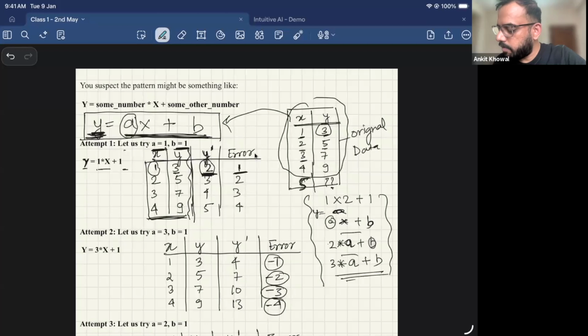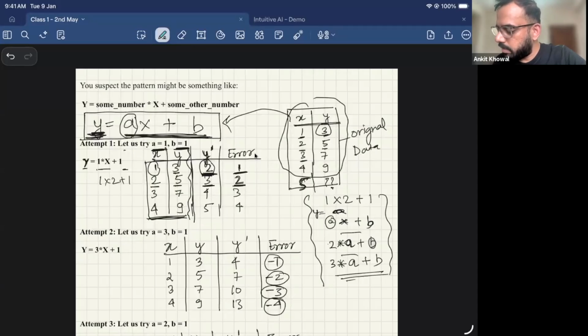Similarly, if I take it for this value, 2, what will it be? 1 into 2 plus 1, right? So it will be 3, right? But in my actual data, what I have given you is 5, right? So the error is 2, right? It's somehow not making right predictions. We have an error in the process, right?